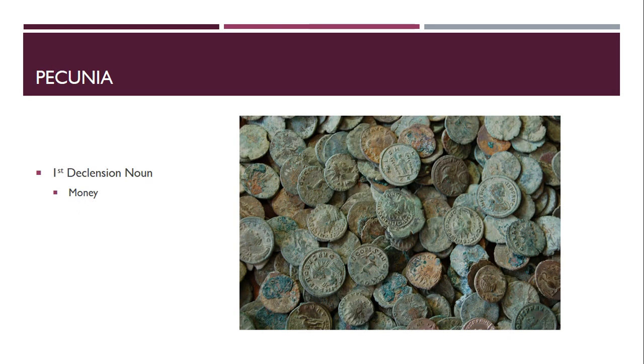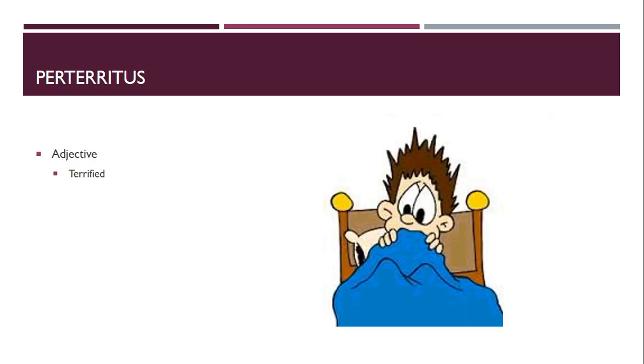Our next word is a first declension noun, pecunia, meaning money. So Caecilius pecuniam habet. Caecilius has the money. Remember, he's a banker, an argentarius, so of course he's going to have pecunia. Perterritus is an adjective meaning terrified. Grumio es perterritus. Grumio is terrified, probably because he fell asleep again.